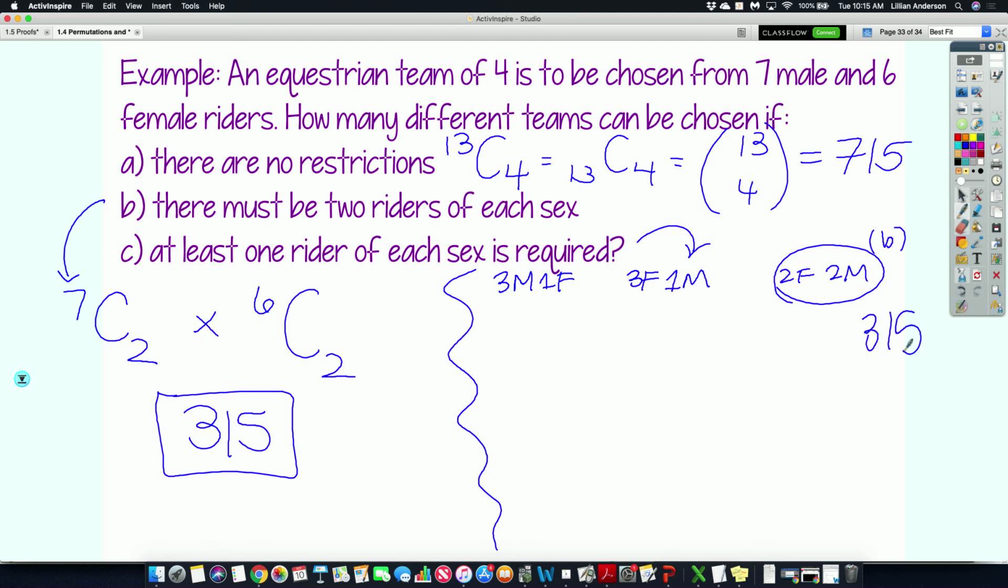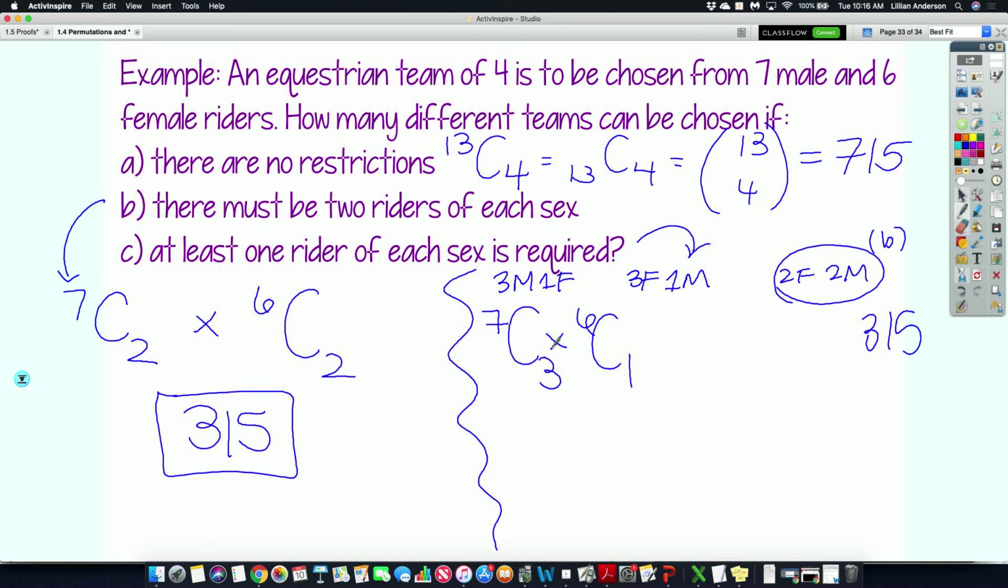If I'm choosing 3 males and 1 female, how would I write that in combinations? Not 3C1. How many males do I have to choose from? 7. And I need to choose how many? 3. What about my females? 6C1. And what do I need to do to those 2? Multiply them. Can somebody tell me what that number is?